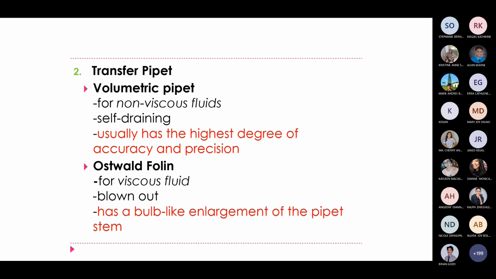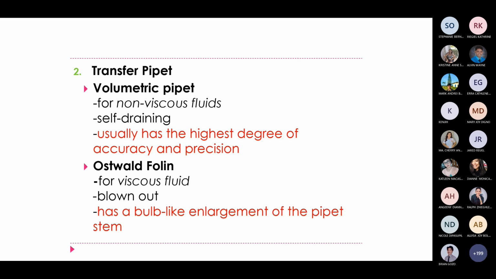Okay, for volumetric pipette, this usually has the highest degree of accuracy and precision. Kasi nga, volumetric na siya. And then for Ostwald-Folin, so viscous. Viscous fluid naman. Ito ha, huwag n'yong pagsasamahin ang dalawang V. Kaya volumetric, hindi siya viscous ha. It is non-viscous. And for Ostwald-Folin, this is the one for viscous fluid. And yung Ostwald-Folin natin, it has a bulb-like enlargement of the pipette stem.